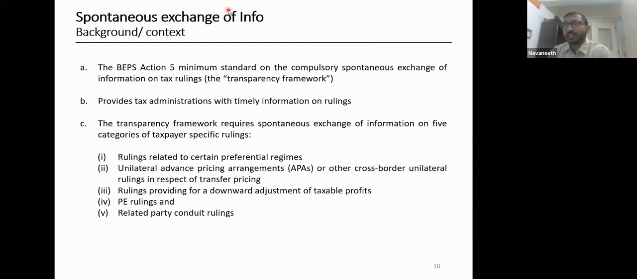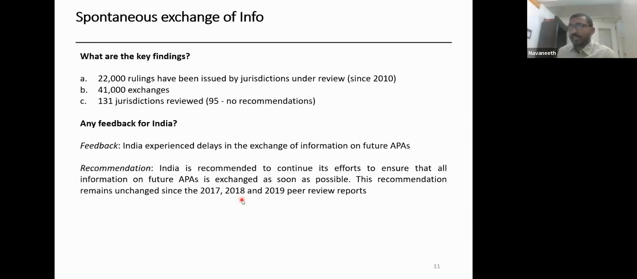There is a requirement that certain type of rulings have to be mandatorily and spontaneously exchanged between jurisdictions. These relate to rulings relating to preferential regimes, unilateral APA arrangements, wherever there is a ruling providing for a downward adjustment of a taxable profit, rulings on PE, and related party conduit rulings. So if there is a country which has ruled on any of these matters, this information has to be shared with the country of residence, and that may enable the tax administrator to take action and preventive steps.